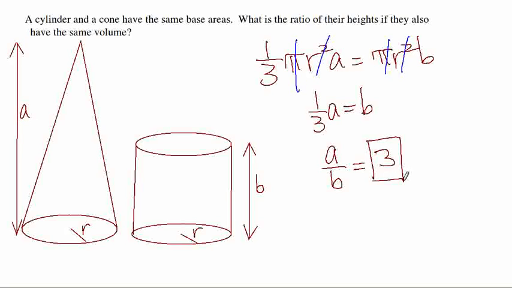So all of that is to say that if you want to build a cone on the same circle as the circle in a cylinder, you have to make the height 3 times bigger than the height of the cylinder.